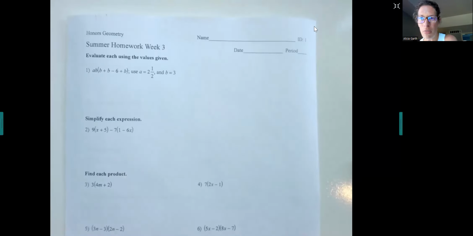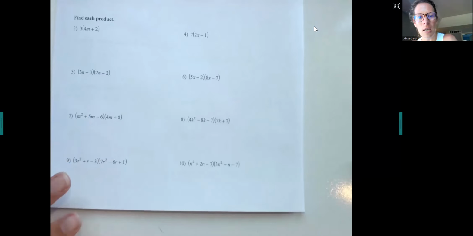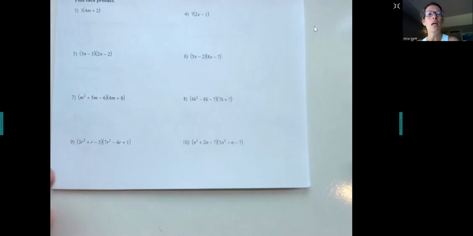Summer homework, week 3. We're going to look at number 10, the hardest one on this sheet. Numbers 1 and 2 were weeks 1 and 2, so everything is kind of spiraling. It shouldn't take you very long to do these problems. If you're doing them every week, then I anticipate you're spending 10, maybe 20 minutes a week.